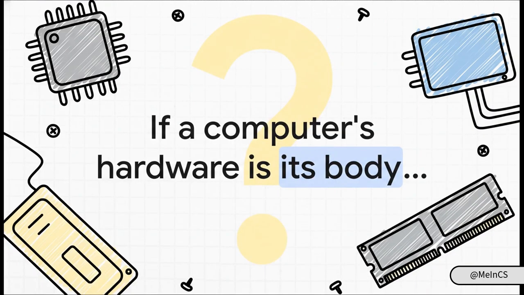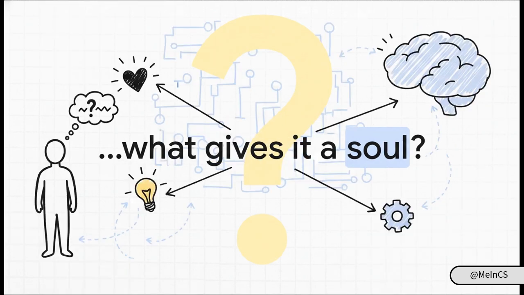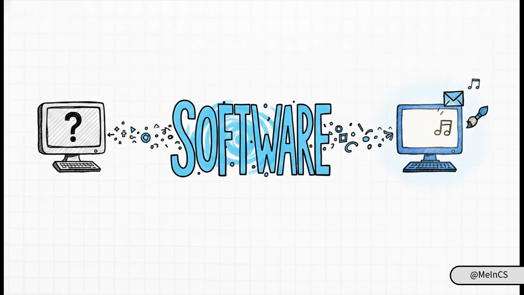So let's think about it like this. You've got all the physical parts you can see and touch. The processor, the memory, the screen, all of it. That's the hardware. It's pretty much the physical body of the machine. But a body without a mind, without any sense of purpose, can't really do anything, right? So what's the invisible force, that spark, that gives this body a soul? Well, the answer is software.